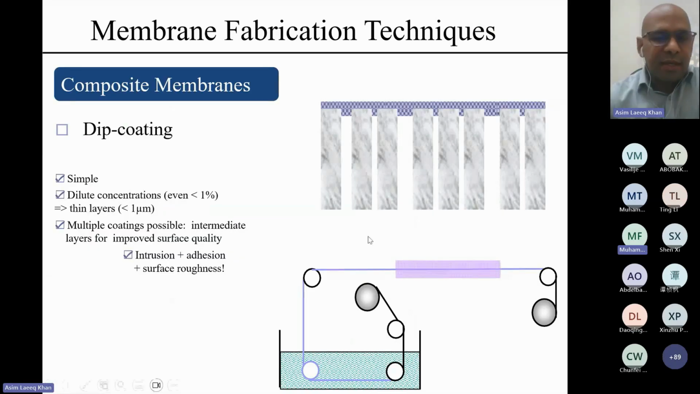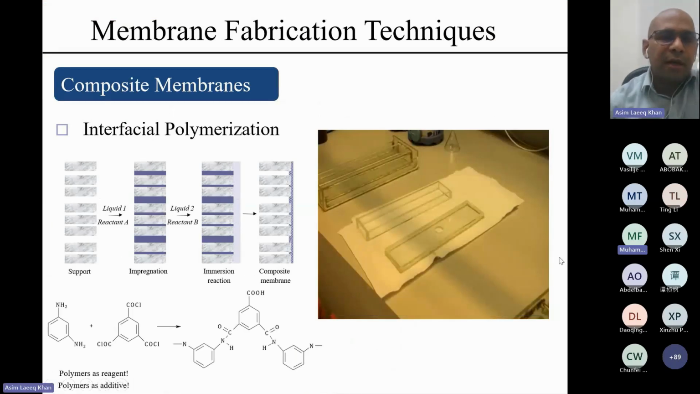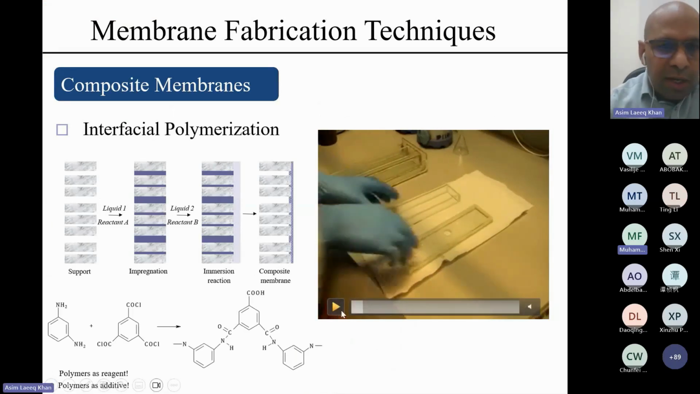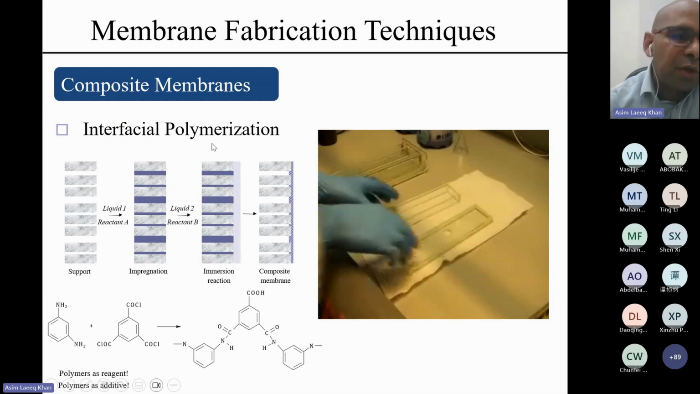All right. So moving on to the last fabrication technique that I want to talk about. It's a very common technique, widely used at industrial level. It is called interfacial polymerization. In case of interfacial polymerization, again, we take a substrate that is produced generally by phase inversion, and then it is immersed. The interfacial polymerization is carried out by using two different monomers. Generally, a diamine and an acyl chloride are used to produce a polyamide.